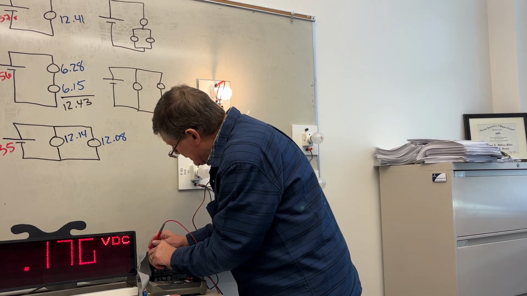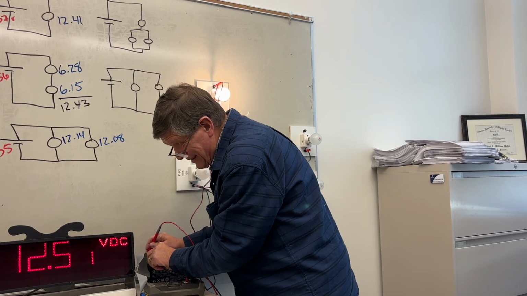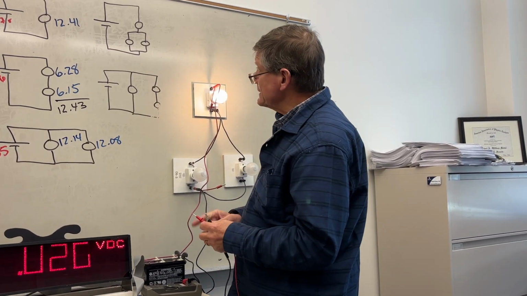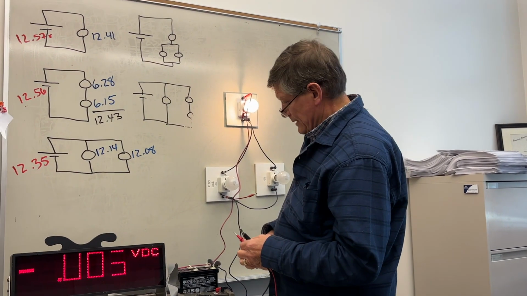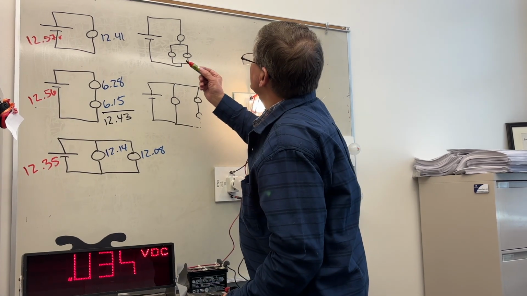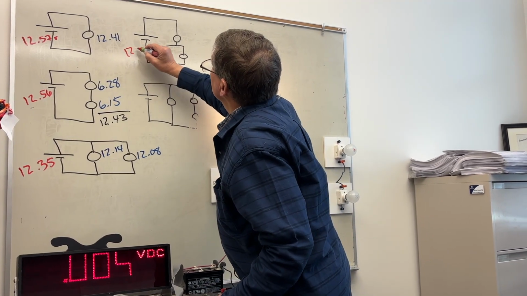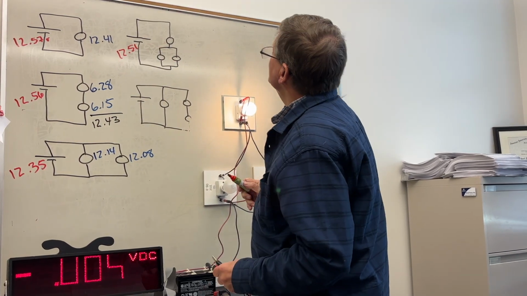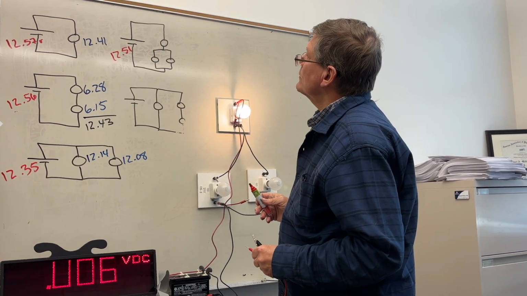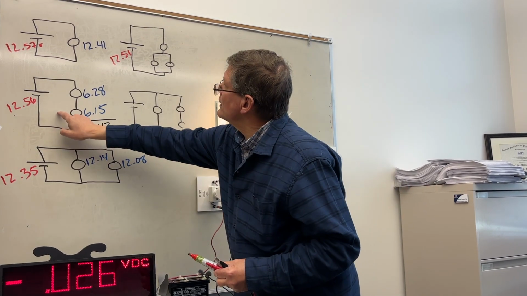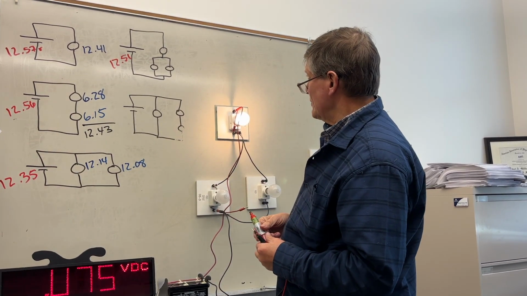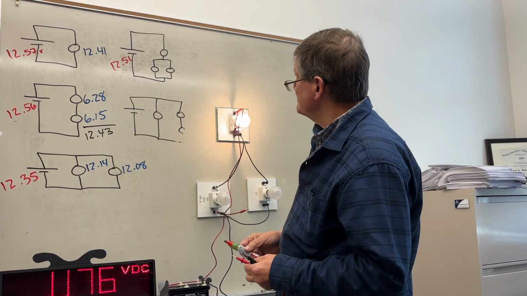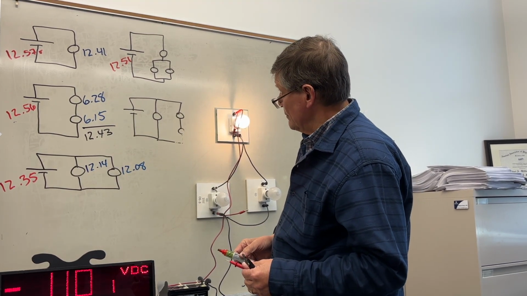Now, let's go back to the battery first. The battery here, 12.51. Does that make sense? Well, let's put it in here. 12.51. Okay, we're drawing more current than this one here, and so I would expect it to be lower than this one here, and that's what we see.